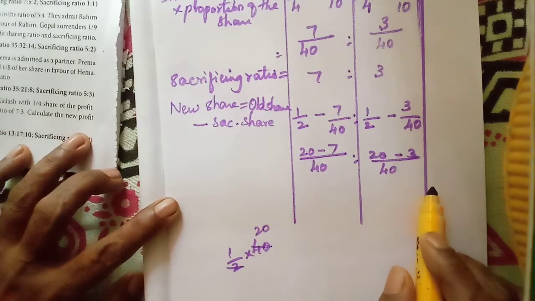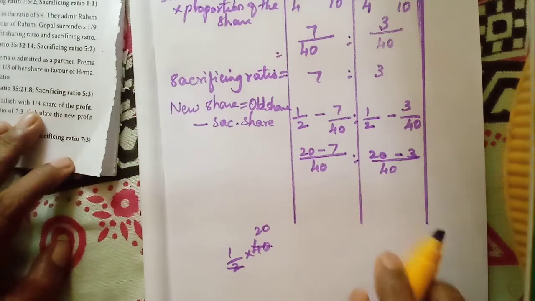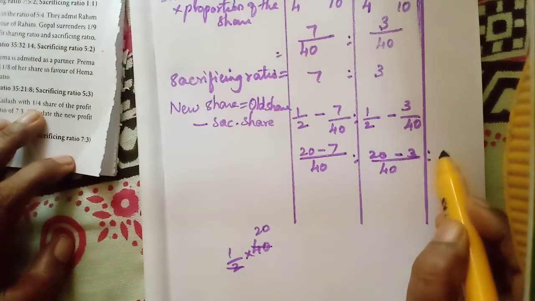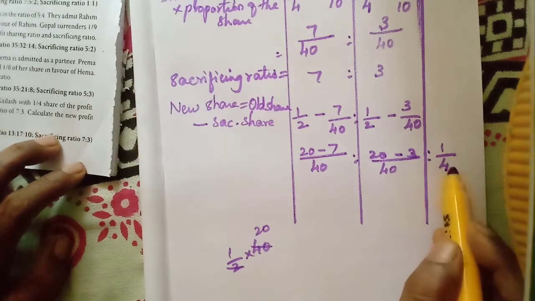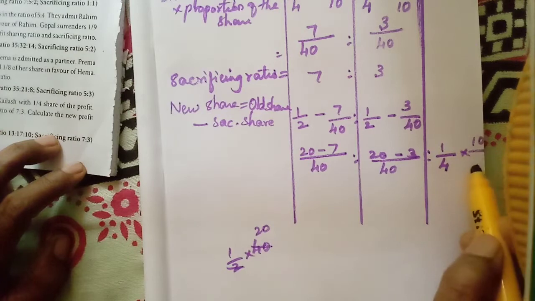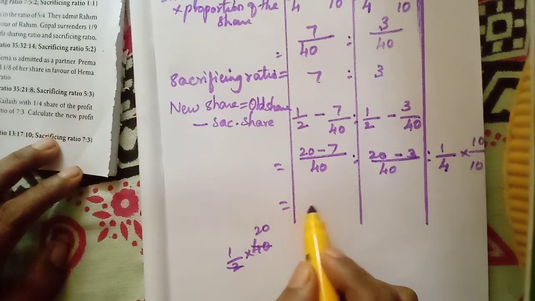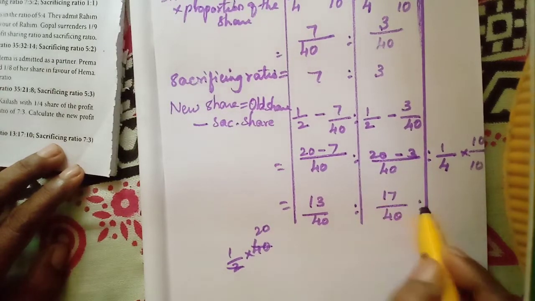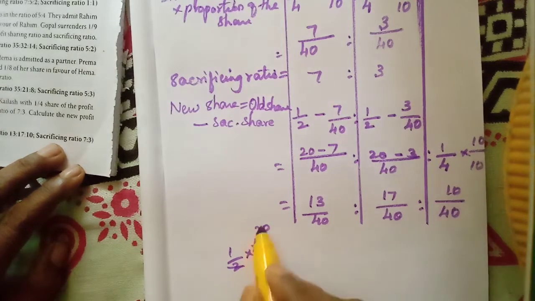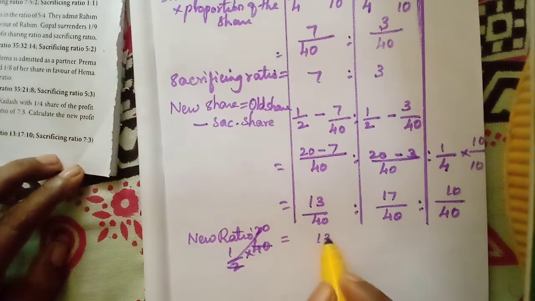Now, what is his share? His share is 1 by 4. So what we need to do? We have to make this denominator 40. So we need to multiply numerator and denominator by 10. We will get 40. So 20 minus 7, 13 by 40. Here 17 by 40. 10 by 40. So what is the new ratio? 13 is to 17 is to 10.